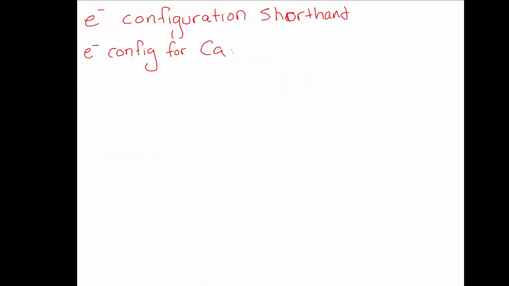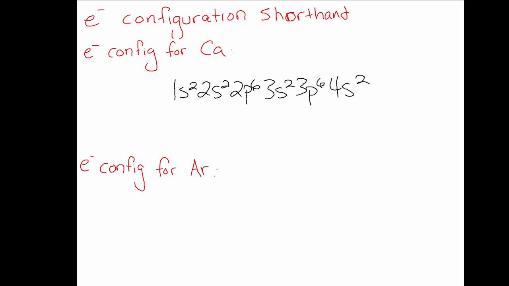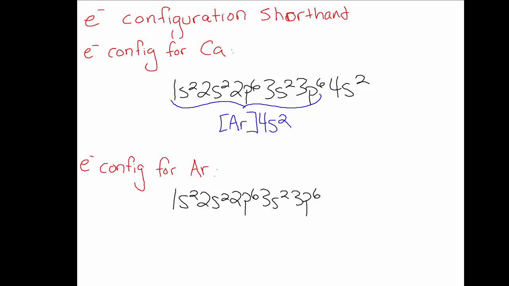Alright, let's have a look at the shortcut. Take a moment and try to write the electron configuration for calcium, and then take a moment and try to write the electron configuration for argon. Now hopefully you've come away with both of these electron configurations from 1s2 out to 4s2 and 1s2 out to 3p6. Now what I hope you can realize is that the electron configuration for argon actually sits inside the electron configuration for calcium, which we see here highlighted in blue.